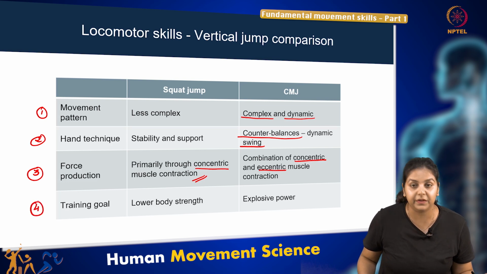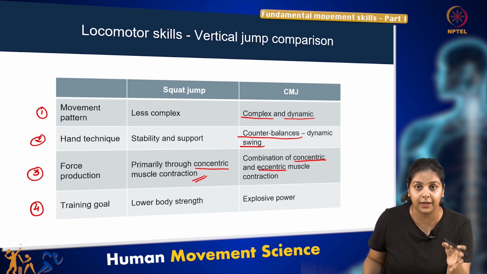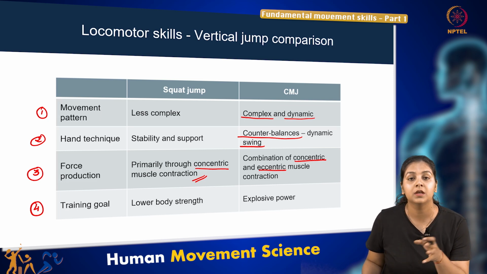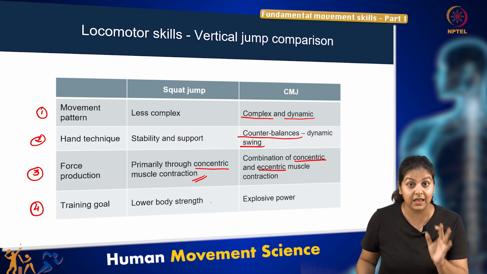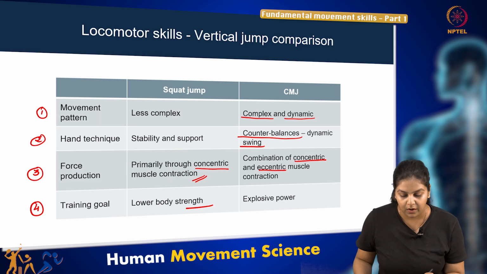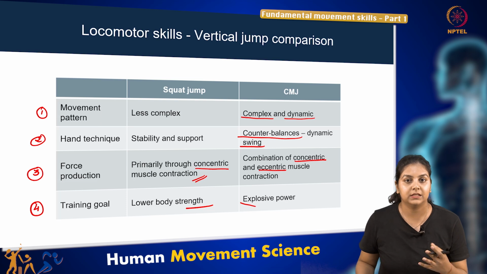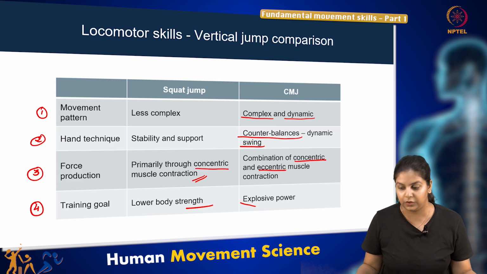The fourth one would be the training goal. So if you're using this fundamental movement for training, before you test them, squat jump is an excellent test to look at primarily lower body strength. So it primarily allows you for lower body strength testing. Whereas counter movement jump, because of your arm swing again, is an excellent test to look at explosive power. So what you can counterbalance and you can execute. So it's more to do with your explosive power.